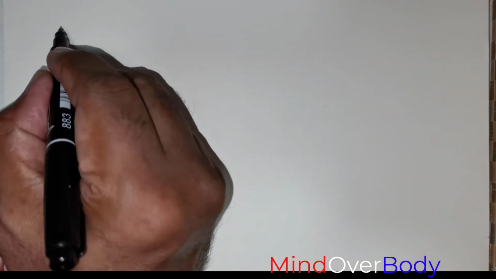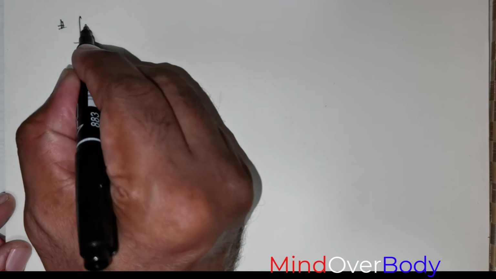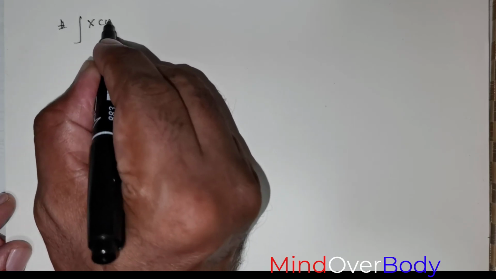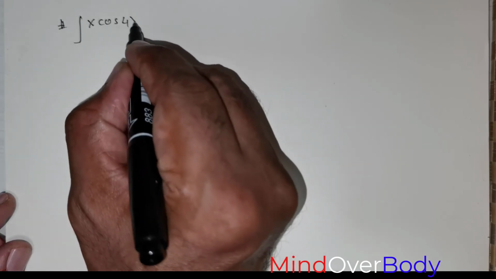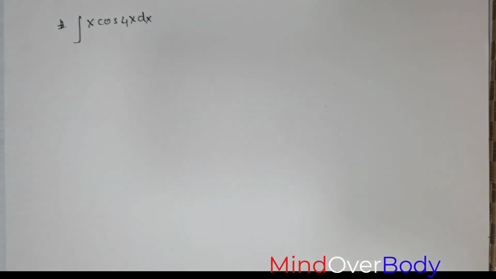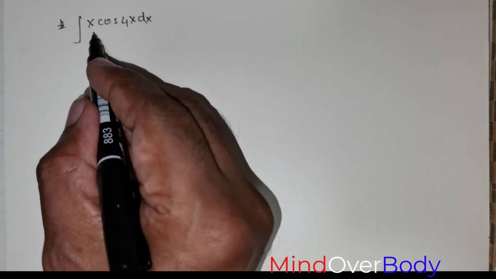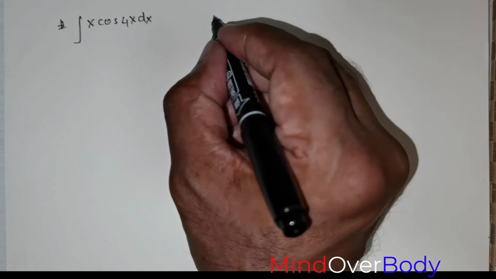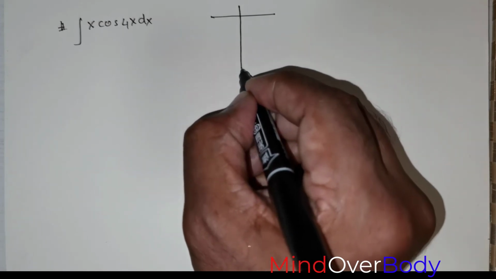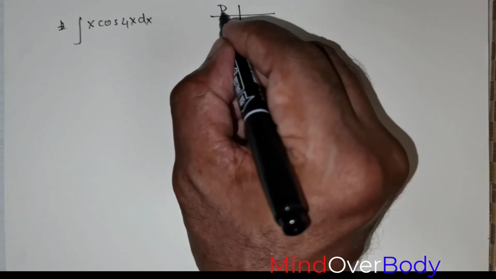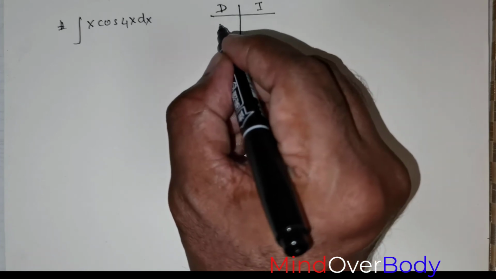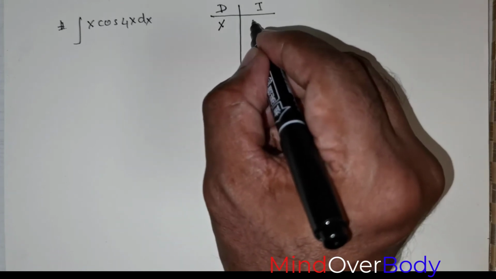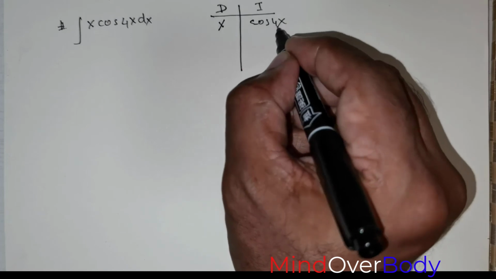Let us do another question. Probably you can pause the video and try this question by the technique which I've just shown you and check the answer. So we are expected to integrate x times cos 4x. So I'll draw the tabular column, a table. It's going to be D and I. My D is going to be x, my I is going to be cos 4x.